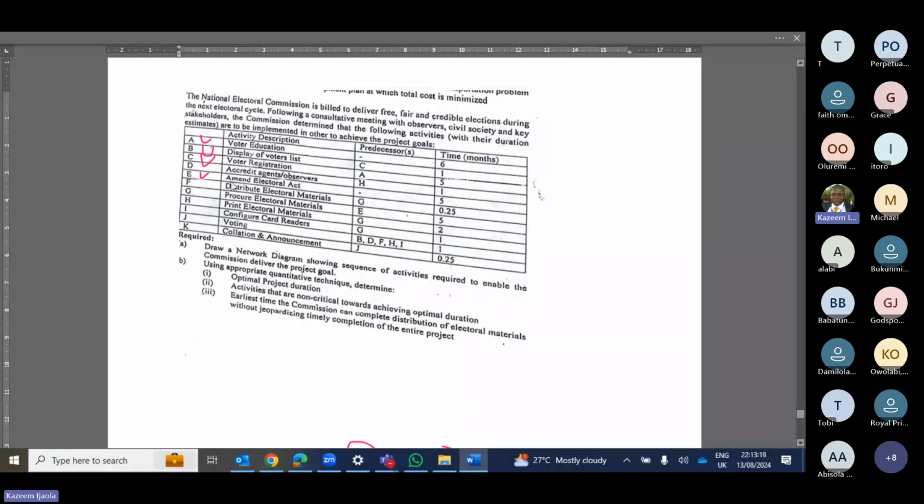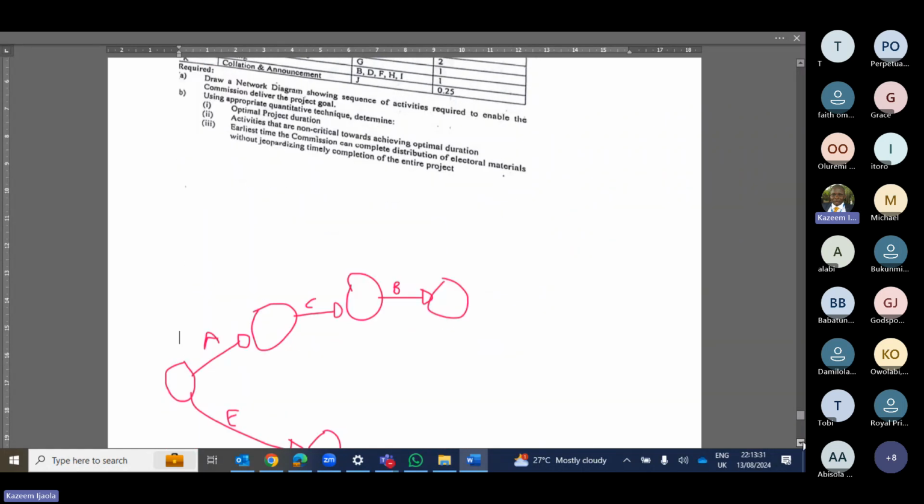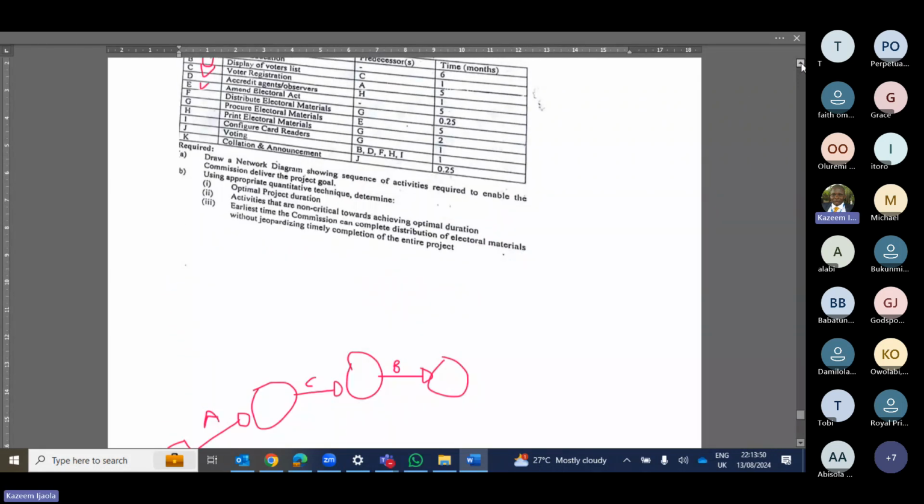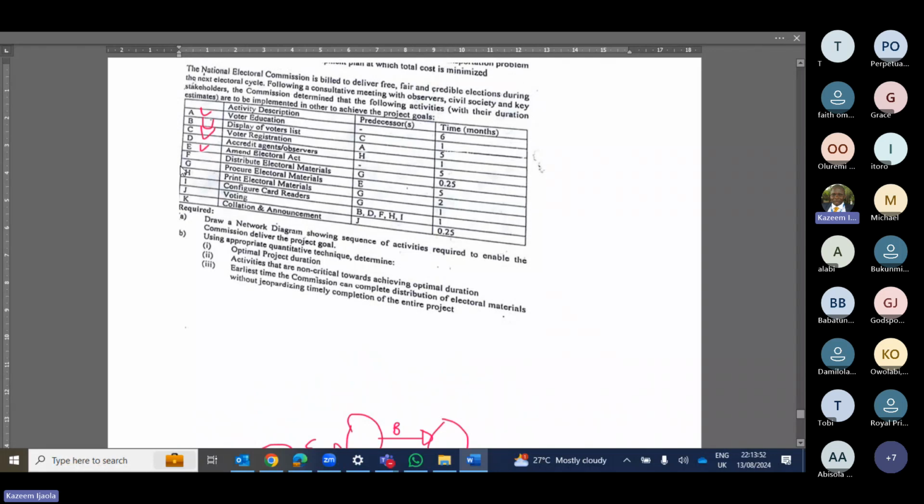Okay. Then F is from G. Remember, we have not done G, so we cannot do F. That means we'll go to G is from where? From E. G is from E. So wherever we have E, we'll bring out G. G is from E, so come like this. Now, let's go back to those ones that we skipped. Please, when you are drawing, be ticking like this so that you don't omit anything.